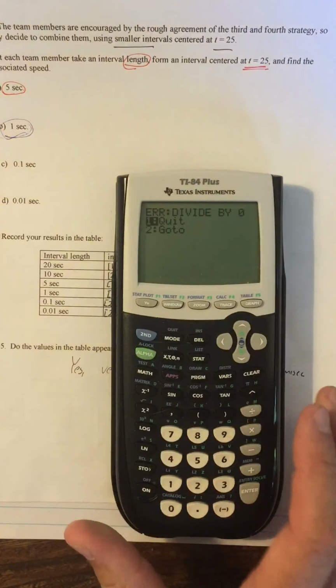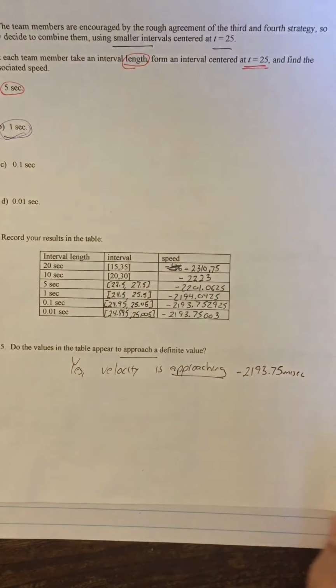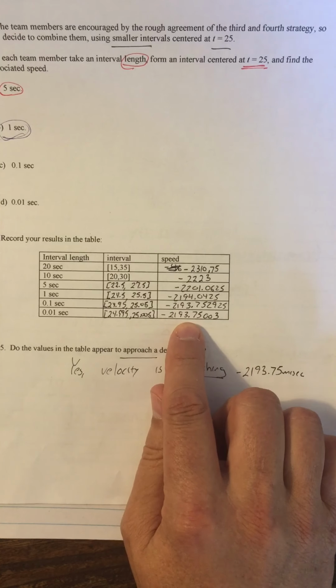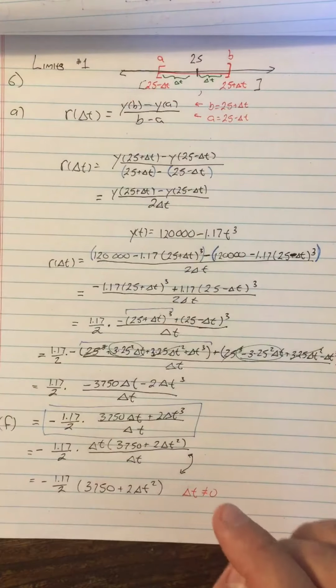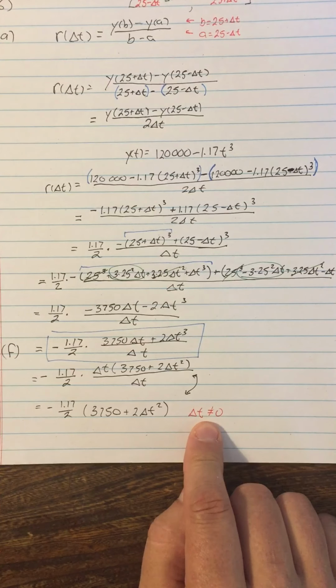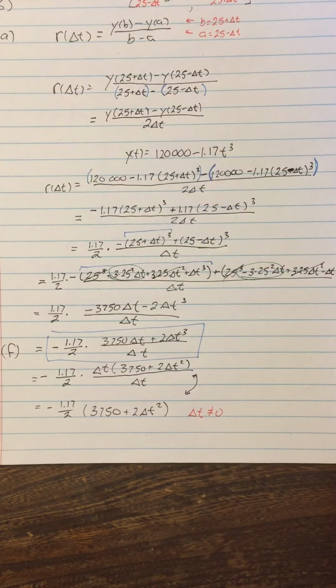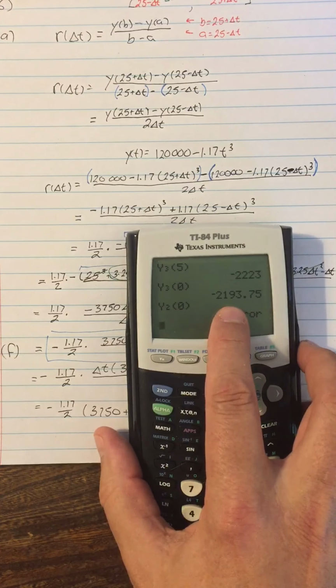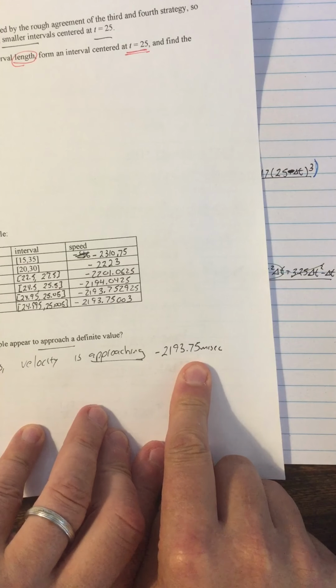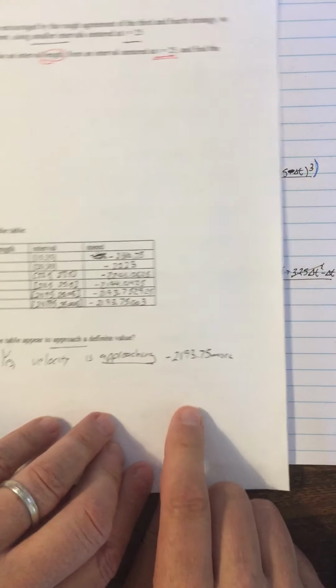What's tantalizing is that these numbers seem to approach negative 2193.75, and I know that I can't use this formula when delta t equals 0. But if I use the simplified one, I get the value that the numbers seem to be approaching. And that is the essence of what we're looking at today, trying to understand what that means and what it's telling us.